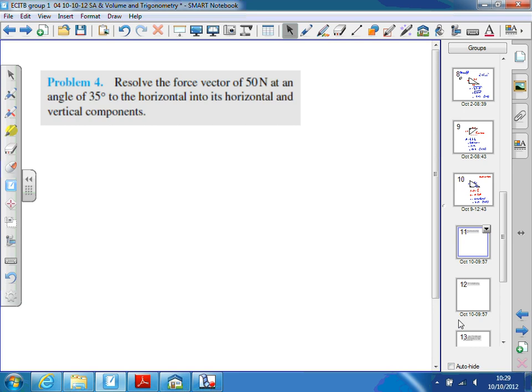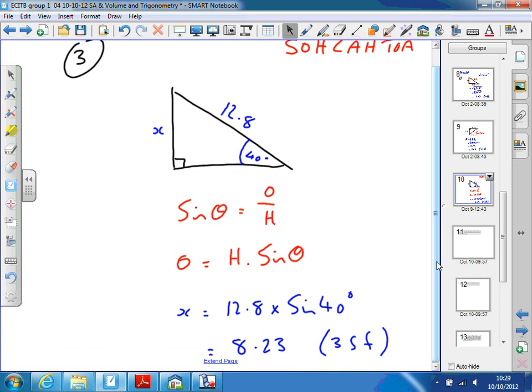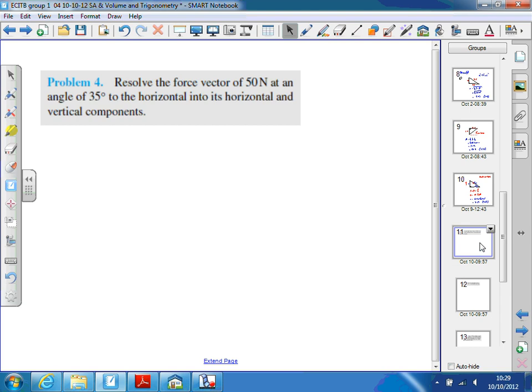Resolve the force vector of 50 newtons at an angle of 35 degrees to the horizontal into its horizontal and vertical components. If we go back and look at this drill for a second, this answer, 8.23, would actually be a vertical component of this 12.8 Newton force. So if this 12.8 represented a force of 12.8 newtons going in that direction, we found the effect of that force in the vertical direction is 8.23 newtons. Common sense would tell us that if somebody was pulling on a rope with a force of 12.8 newtons that way, I'd expect not quite 12.8 newtons to be going vertically, which is the case, about 8.23 newtons. So we can use trigonometry to resolve forces into horizontal and vertical components.